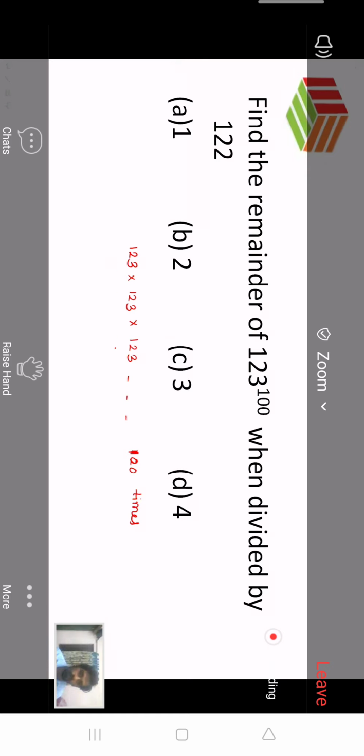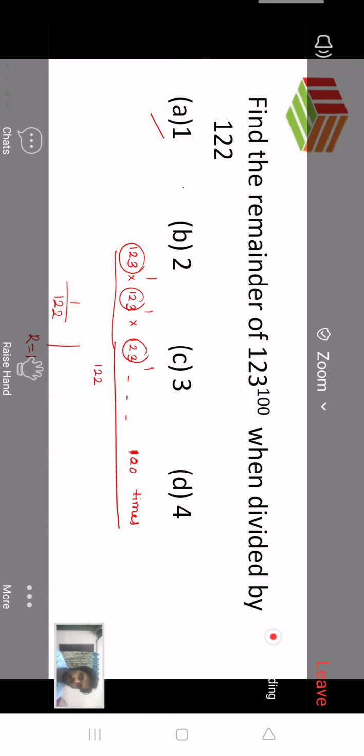123 divided by 122, what is the remainder? The remainder is going to be 1 here, 1 here, 1 here. 1 is coming 100 times, 1 by 122, the remainder is going to be 1. Mark your answer as option A.